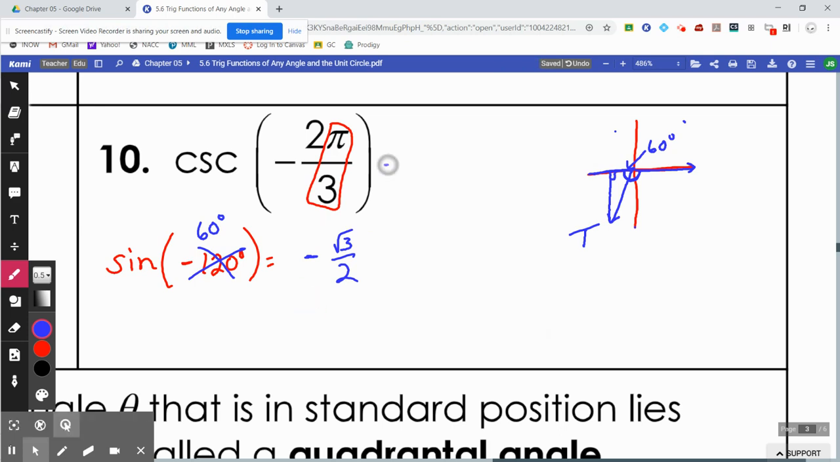And I nearly did it again. We're asked to find the cosecant, though. So we do have to flip that. That'd be negative 2 over root 3. If you flip it from the sine, rationalize that, gives you negative 2 root 3 over 3.